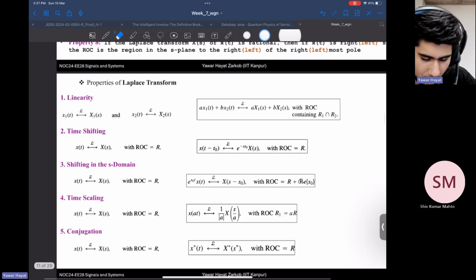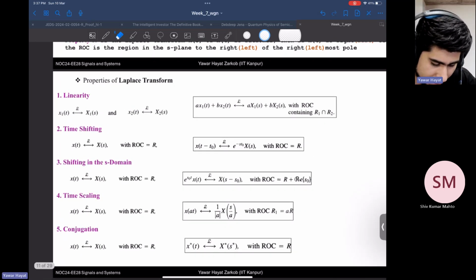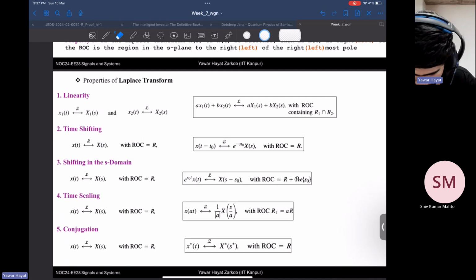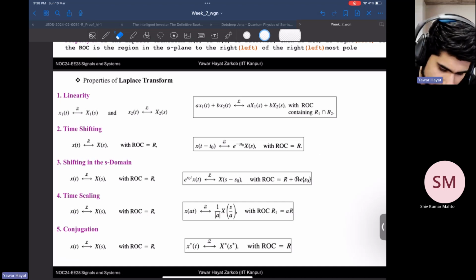Then we have the time shifting property. If x of t, okay, a word of caution, these properties that I'll show will be for this bilateral Laplace transform, and we'll see where these properties differ for the unilateral Laplace transform. I hope you remember that.